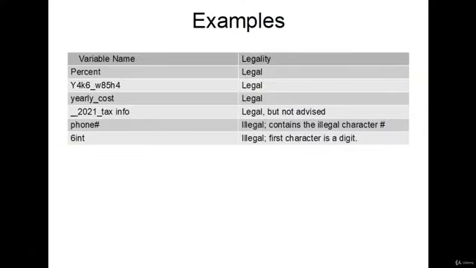So let's look at some examples. The first one here, we have the word percent, capital P. The rest of the letters are lowercase. This is perfectly legal. The same thing here, capital Y. There's an underscore, there's some numbers, all lowercase letters, perfectly legal. Same thing with yearly underscore cost. And the next two variables are illegal, the first one containing an illegal character, and the last starting with a digit.